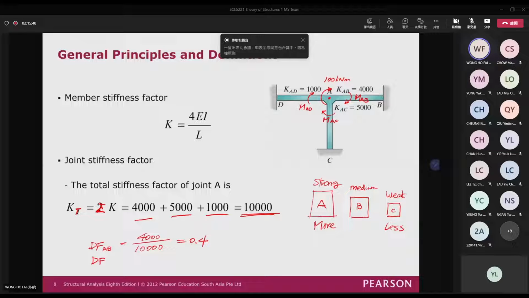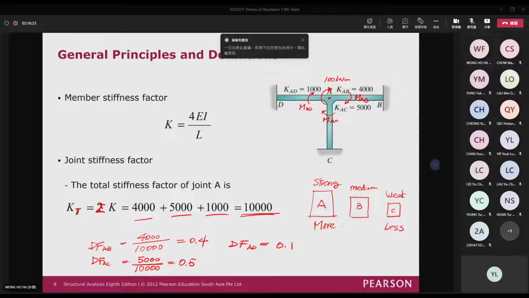If I consider the member BC, or I mean the AC, it is equal to 5,000 divided by 10,000, and then it is equal to 0.5. Then if I have a moment applied to the joint A, 50% will be distributed to the member AC. And then finally, I have the member AD. Then you can see that it is equal to 0.1. That means if I have a moment applied to the joint A, 10% will be distributed to the member AD.